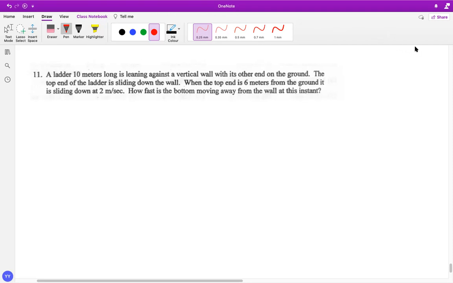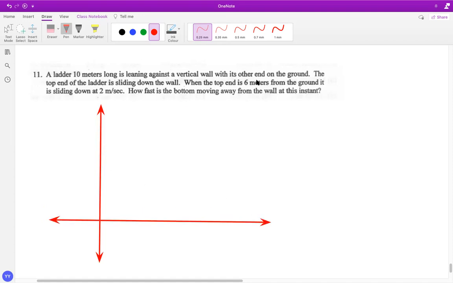So let's just draw an approximate diagram for this. A ladder is 10 meters long. I'm just going to draw a surface here. This is the wall, and here is the ladder approximately. So this is 10 meters long, and what we got is this.